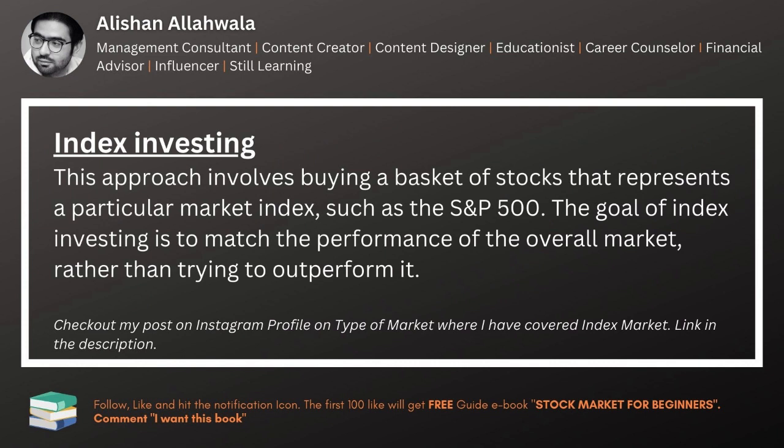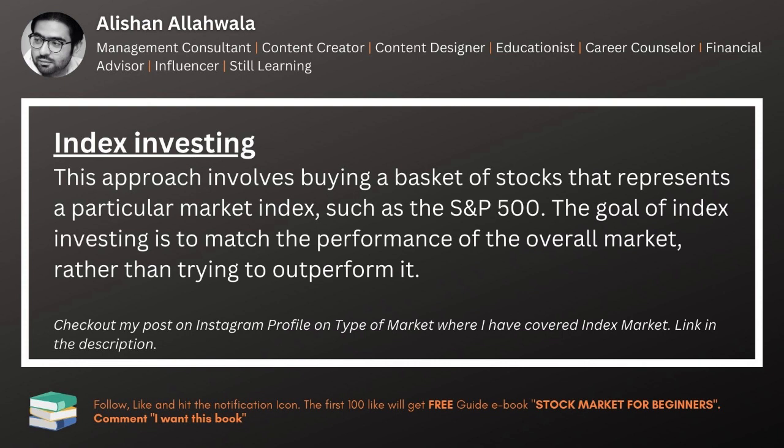This approach involves buying a basket of stocks that represents a particular market index, such as the S&P 500. The goal of index investing is to match the performance of the overall market, rather than trying to outperform it. An example of index investing would be if an investor buys a fund that tracks a particular market index, such as the S&P 500. The S&P 500 is an index that consists of 500 large publicly traded companies, and it is widely considered to be a benchmark for the overall stock market.